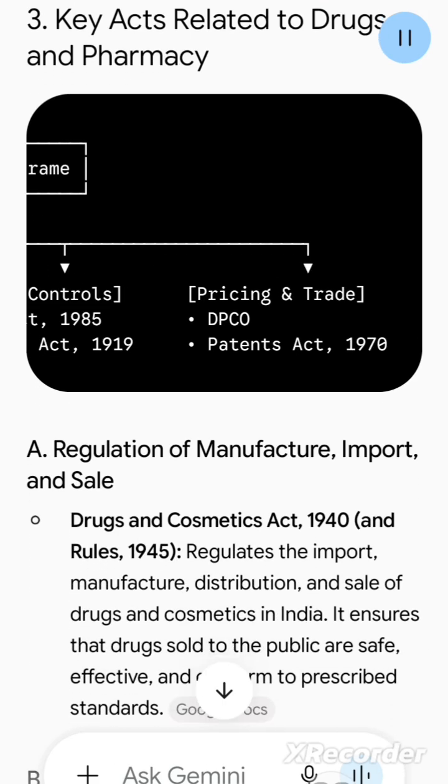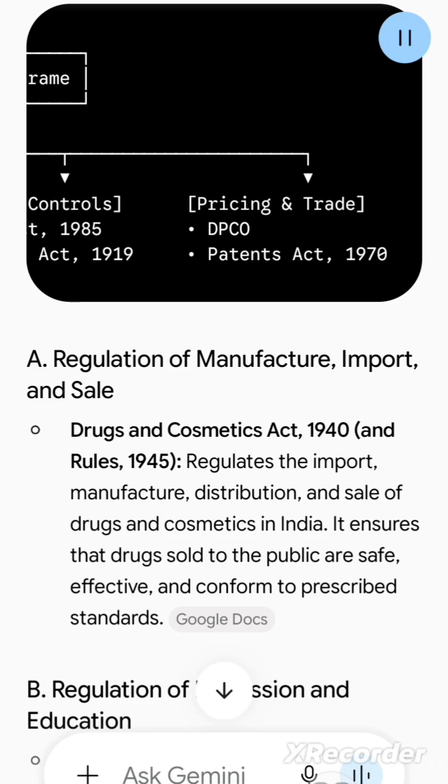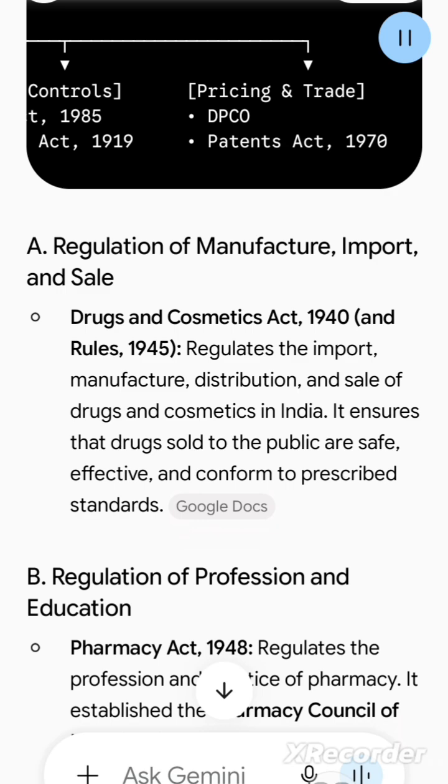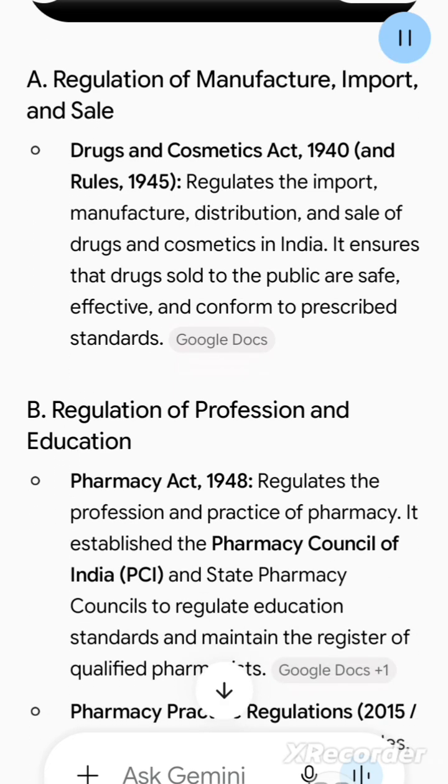A. Regulation of manufacture, import and sale. Drugs and Cosmetics Act 1940 and Rules 1945 regulates the import, manufacture, distribution and sale of drugs and cosmetics in India. It ensures that drugs sold to the public are safe, effective and conform to prescribed standards.